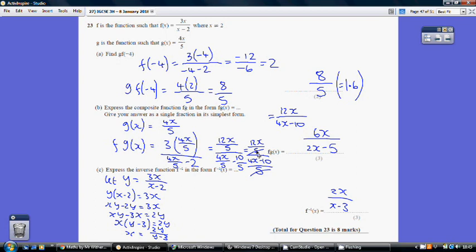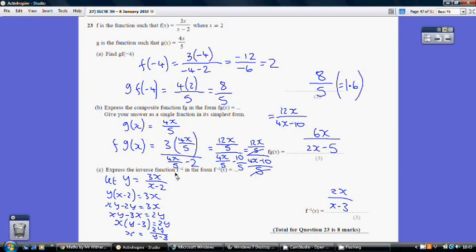Now I've basically got a 5 as the denominator up here, and a 5 as the denominator down here. So if I multiply numerator and denominator by 5, these two cancel out. So I'm left with 12x over 4x minus 10, and then if I halve top and bottom, that gives me 6x over 2x minus 5.